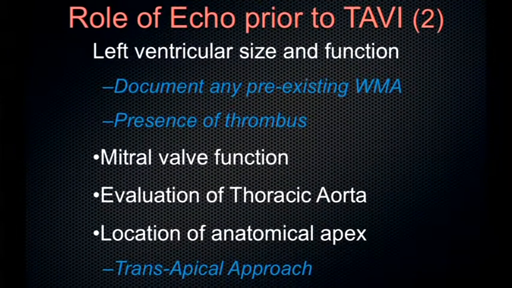So in conclusion for this particular section, let me summarize some of the points that I've made. Prior to TAVI, we really want to document left ventricular size and function, and document any pre-existent wall motion abnormality. Because if ischemia should occur during the procedure, then that will often manifest itself with a wall motion abnormality, and therefore clearly it's important that you understand what it was like at baseline.